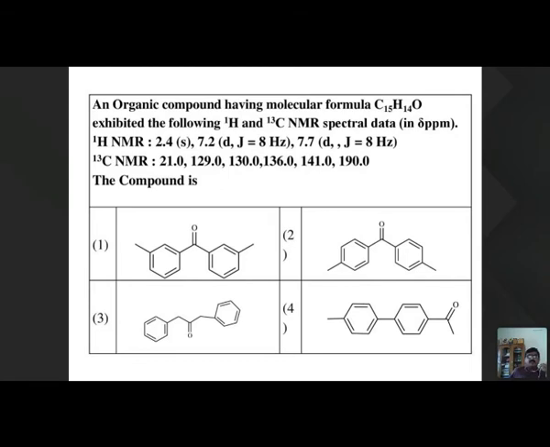What's the answer? Only one participant has responded, sir, and he has given the first two answers. First one, okay. Yes. Okay, I'll discuss. Due to the lack of time, I'll discuss.